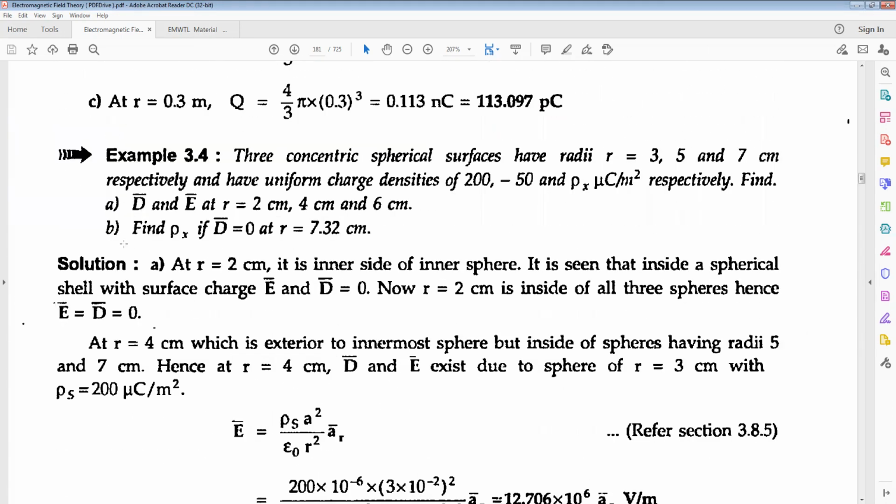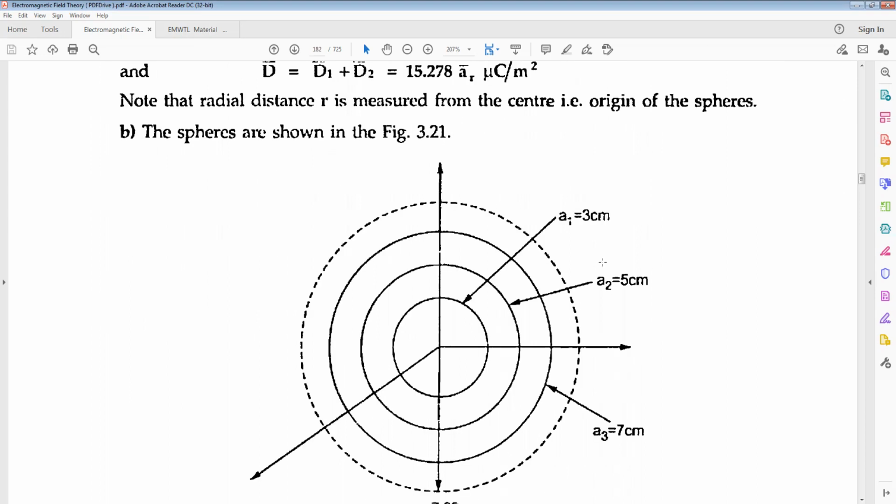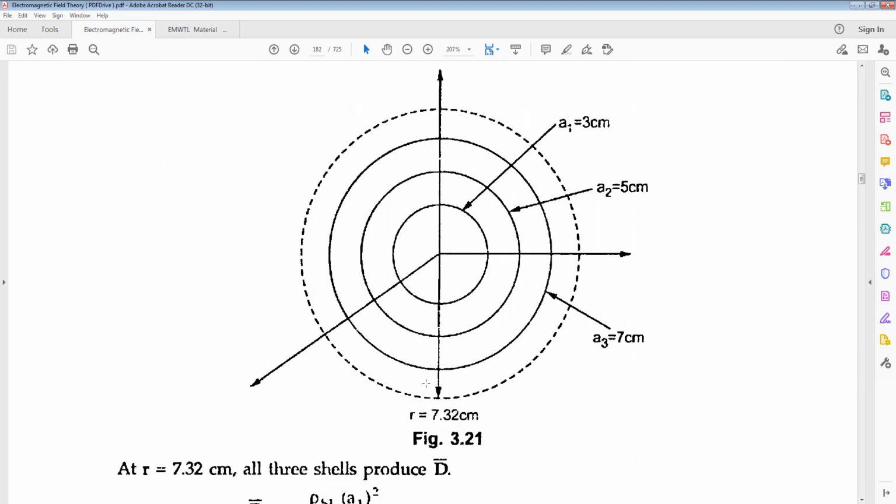Then the part B, they are asking, find the rho x. What is the rho x here? Surface rho s, if D bar is equal to 0 at R is equal to 7.32 centimeters, which means definitely that is outside the circle. See here, there is a dotted line given outside all the 3.